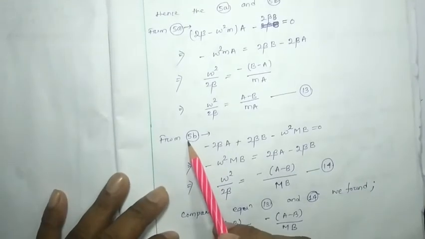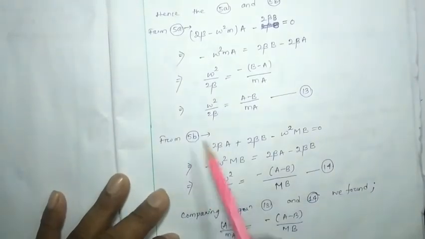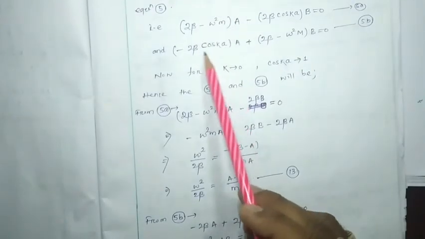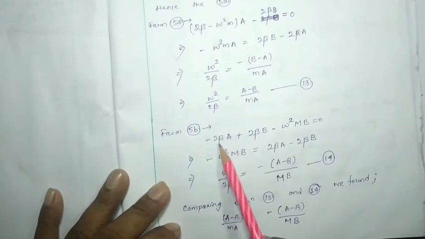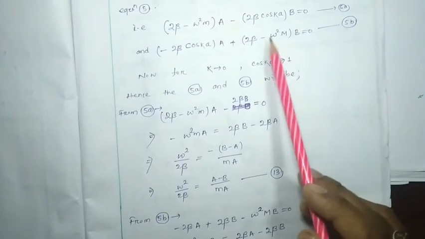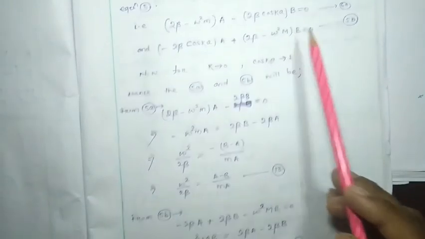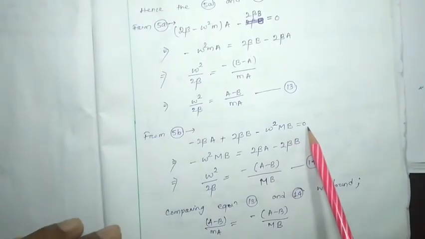Now from equation number 5b, put cos ka equal to 1. You can write minus 2 beta A plus 2 beta B minus omega square M B will be equal to 0.